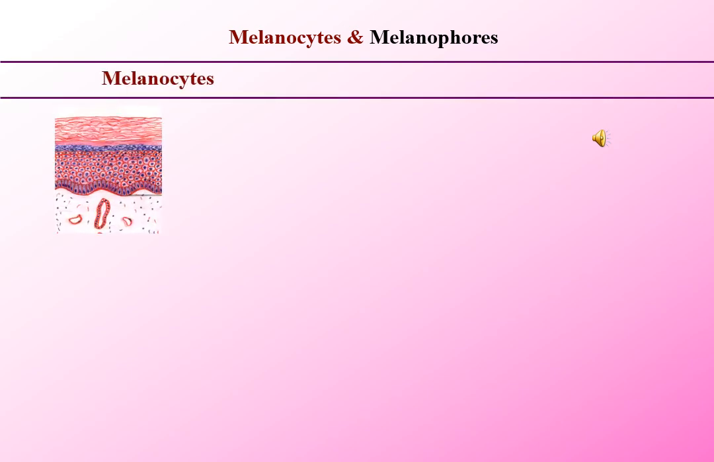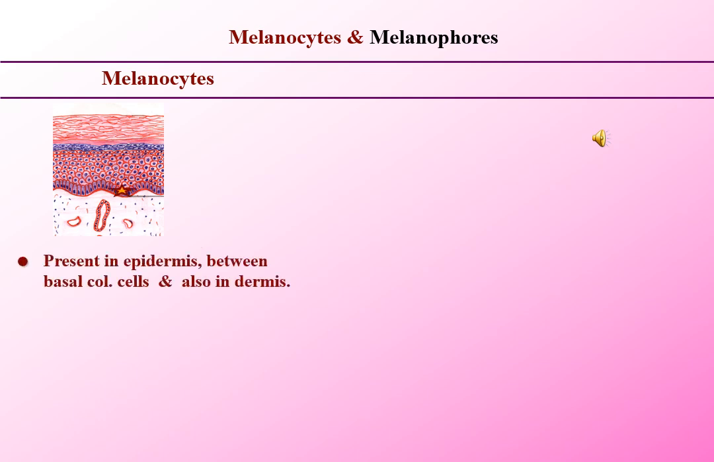Other cells related to melanin are melanophores. Comparison between melanocytes and melanophores. Melanocytes are present in the epidermis between the basal columnar cells and also in the dermis. They are ectodermal in origin, derived from the neural crest.